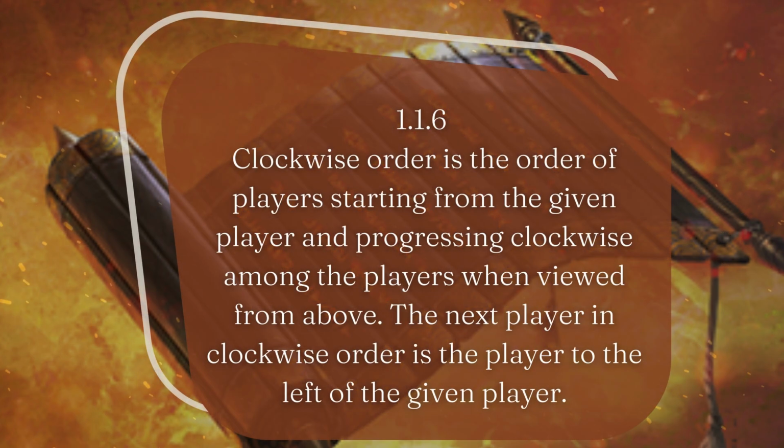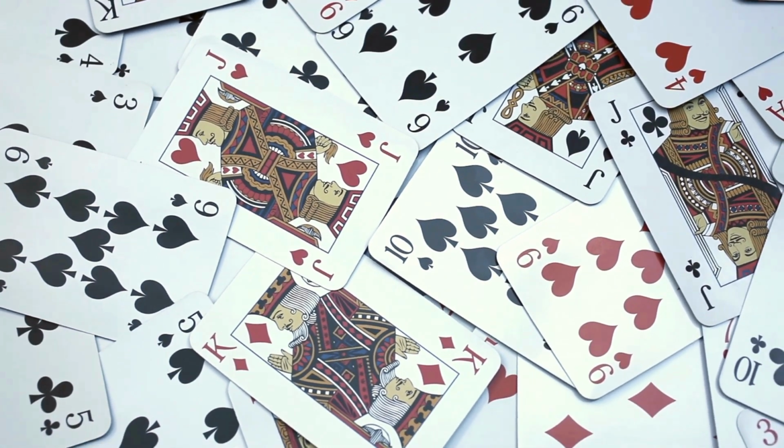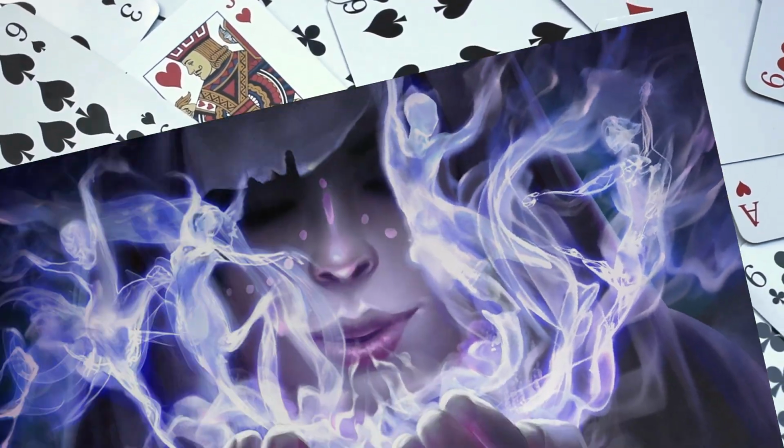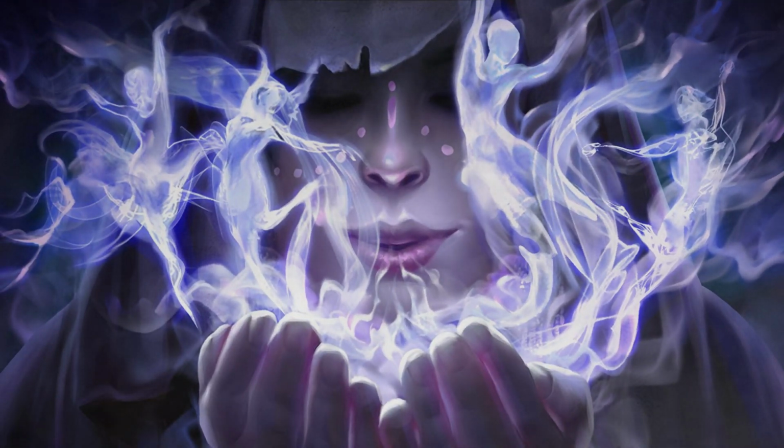Clockwise order is the order of players starting from the given player and progressing clockwise among the players when viewed from above. The next player in clockwise order is the player to the left of the given player. This style of play should be intuitive to seasoned gamers, but this is called the Comprehensive Rules document, and it lives up to its name.